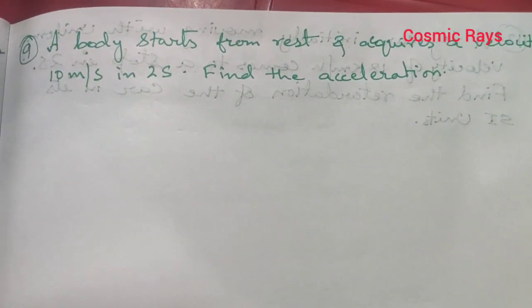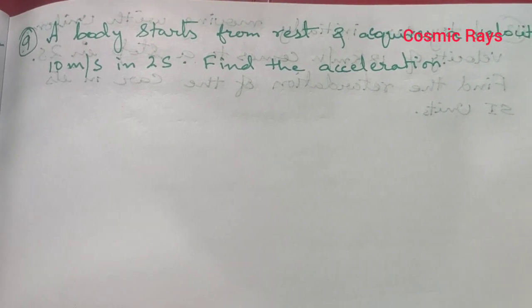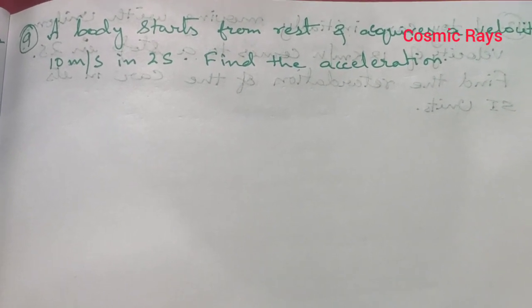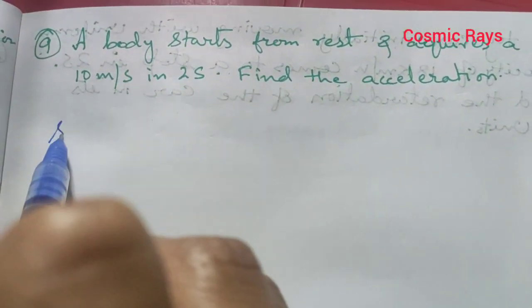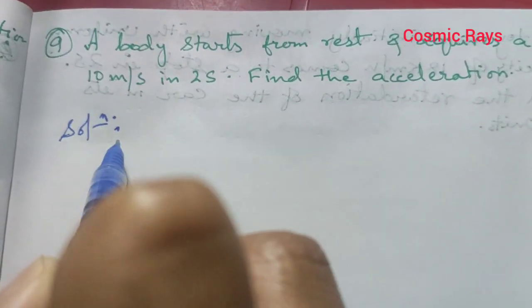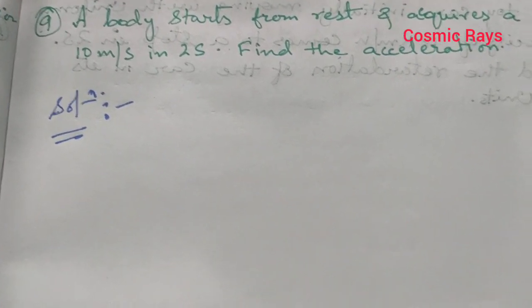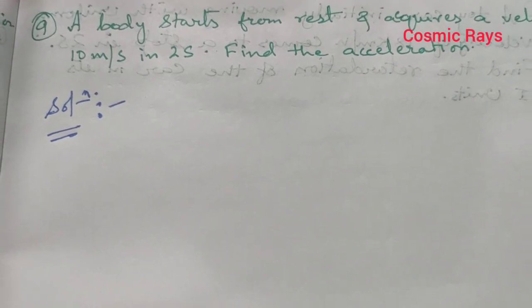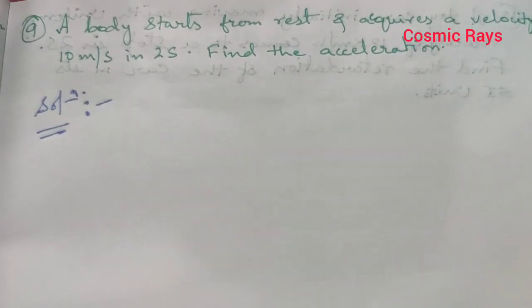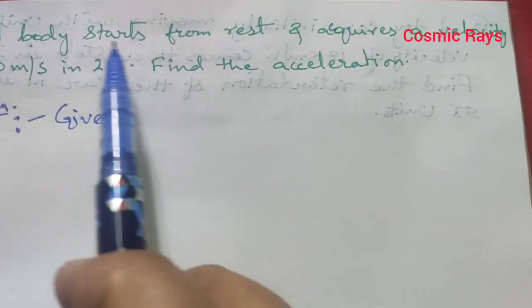Now we come to question number 9, which states that a body starts from rest and acquires a velocity of 10 meter per second in 2 seconds. Find the acceleration. So first of all, we have to find the acceleration, and we know that the formula for acceleration is: acceleration is equal to final velocity minus initial velocity upon time taken. So before using the formula, we will just write the given things. The thing that is given to us is the body starts from rest.